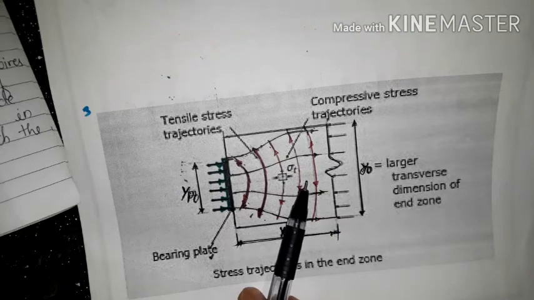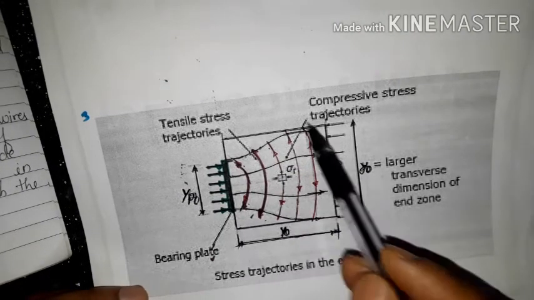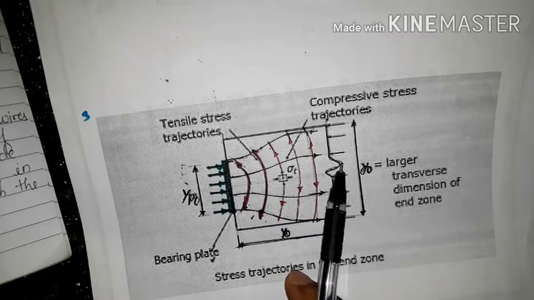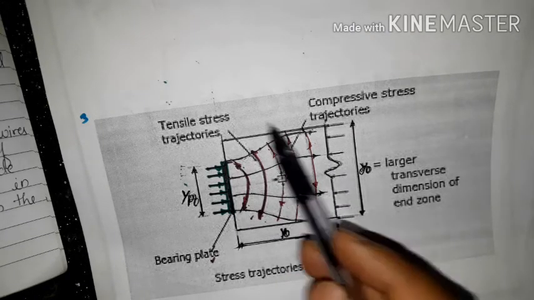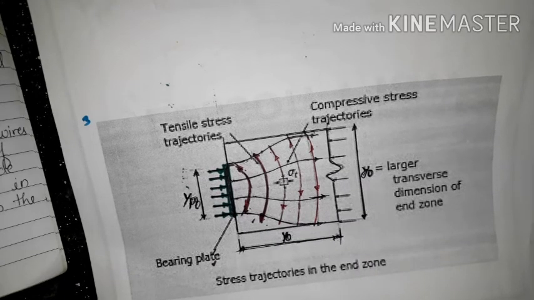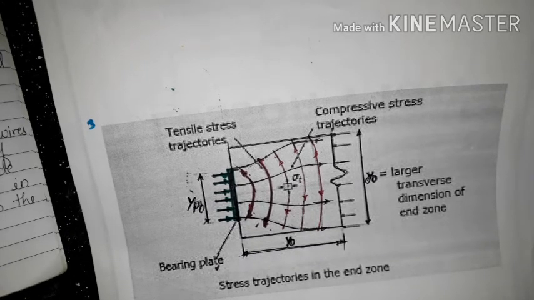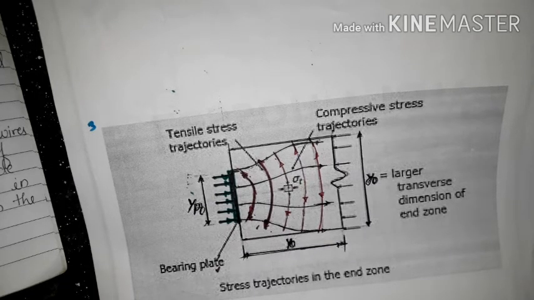Therefore, the end of the beam has to withstand high compression as well as tensile stresses. To avoid that bursting failure, the bursting tension, we have to design special, adequate reinforcement at the ends. We'll solve one problem to design the end reinforcement, or the anchorage reinforcement, at the ends.